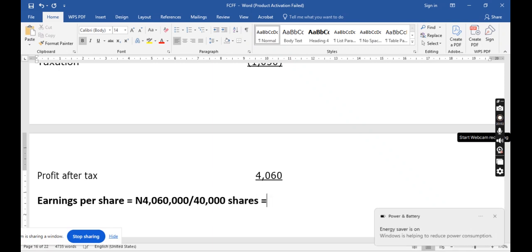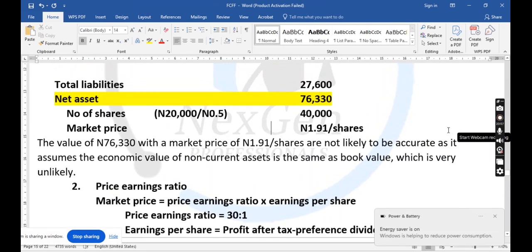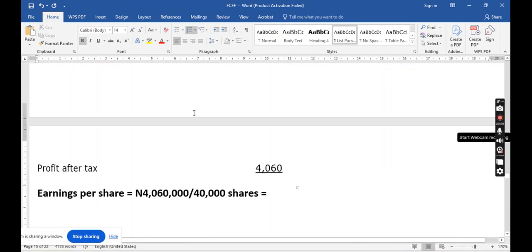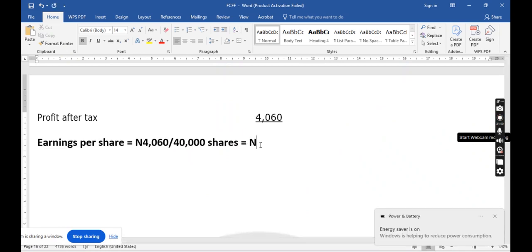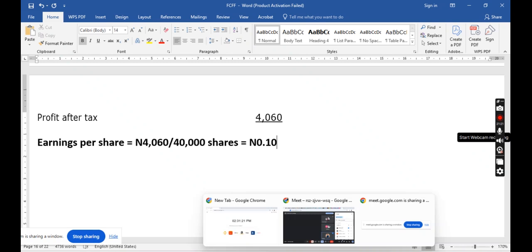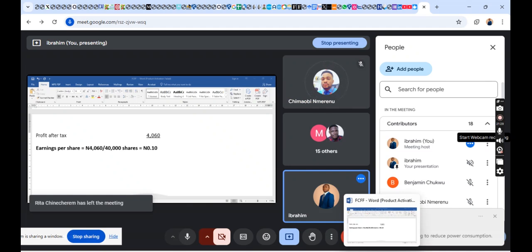So what is our EPS when you divide it? Okay, because this is a million, it should be 40 million because I'm using this, but let me just remove this zero. So what do you have? 0.1015.